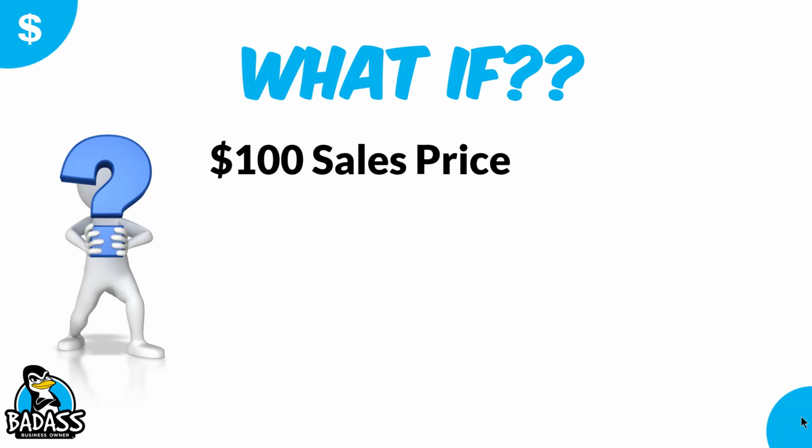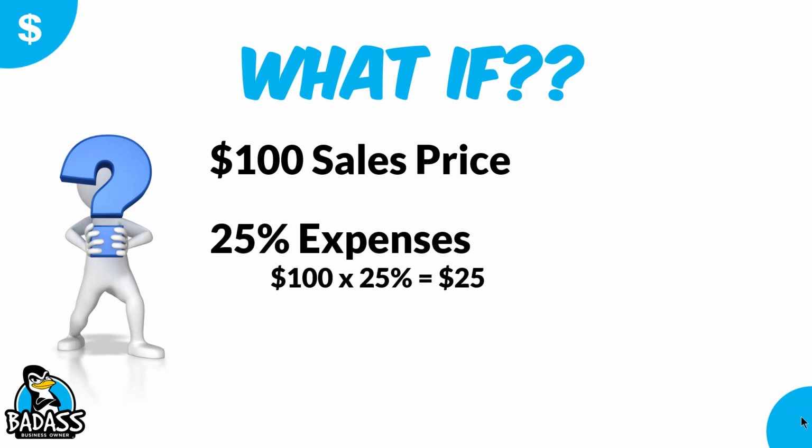Now, what if we said, hey, I really want to make it an even $100. I'm just going to make this deal $100. I can do it for you for $100. Well, we still have the same problem, right? We need to go back and say 25% set aside for our expenses. That means it's going to be $25 set aside.